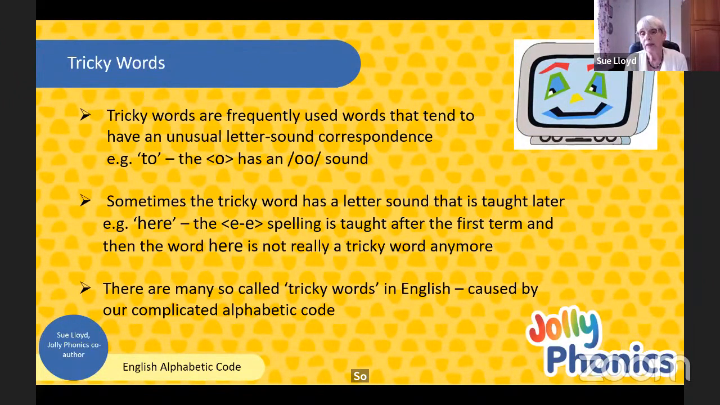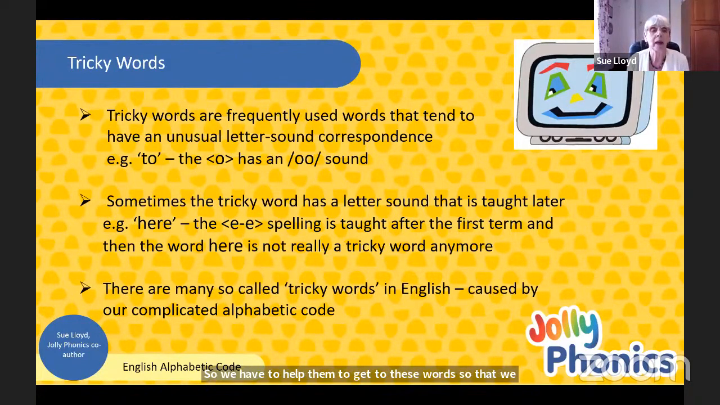Now, the children have to deal with tricky words. Now, tricky words are words that we need early on, you know, like the and he, she, we, and so on. The words that we use all the time. And they usually have a letter sound correspondence that is either taught later or is very unusual. So we have to help them to get to these words so that we can have books for them to read and get into sentences and so on.